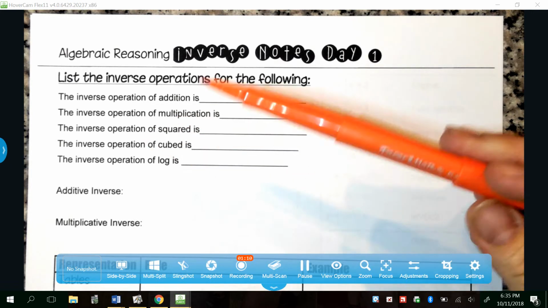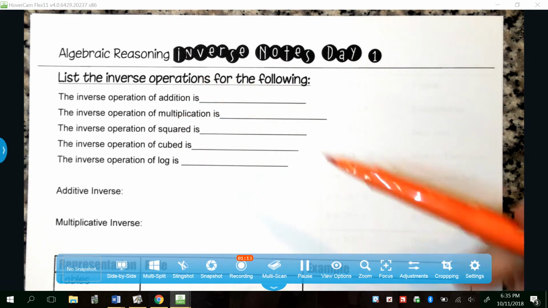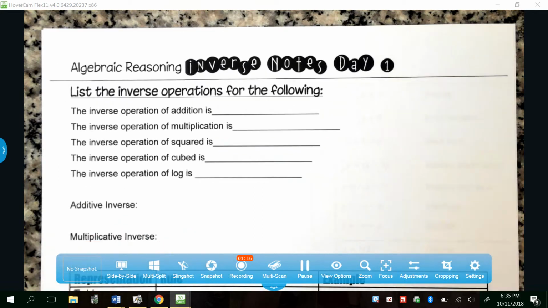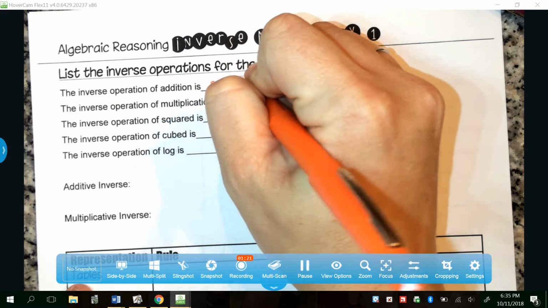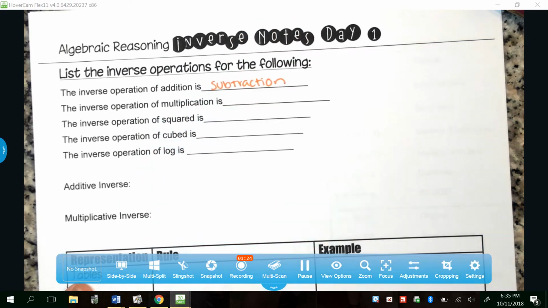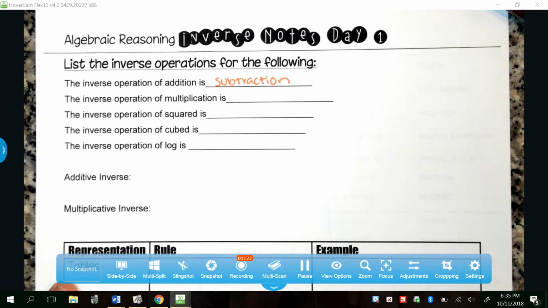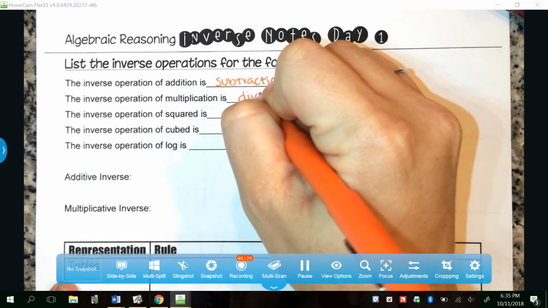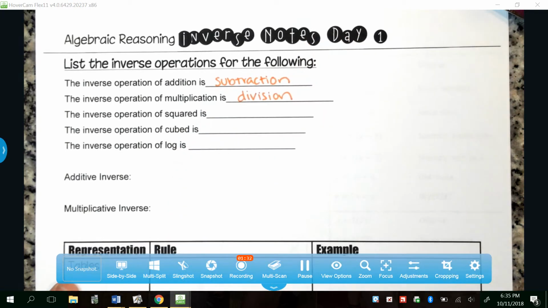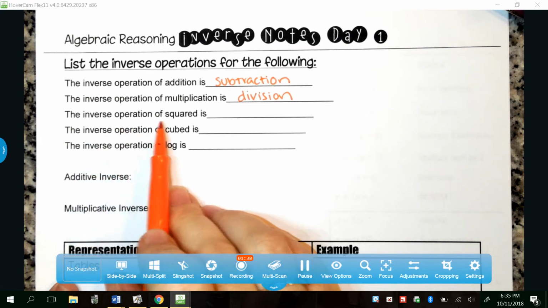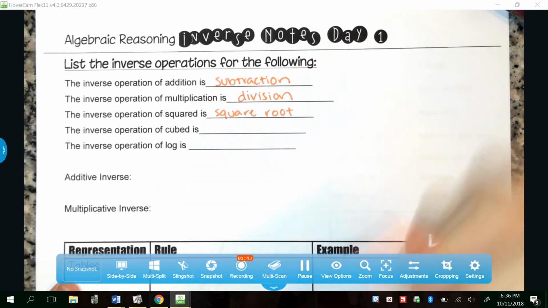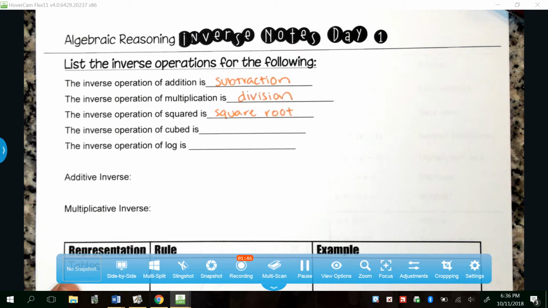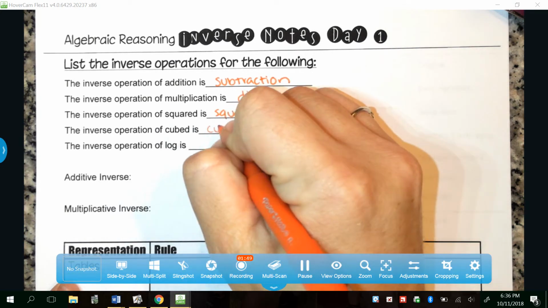So the first thing we need to talk about is the inverse operations for the following. The inverse operation of addition: what's the opposite of addition? Subtraction. The inverse operation of multiplication is division. The inverse operation of squared is actually square root. The inverse operation of cubed is cube root.